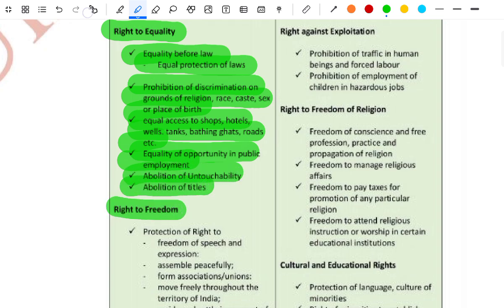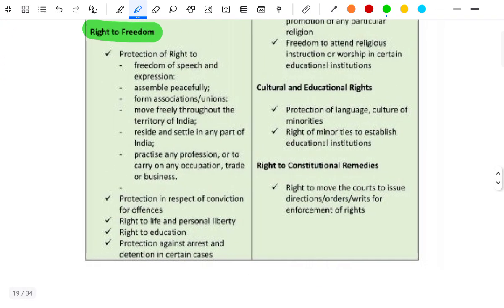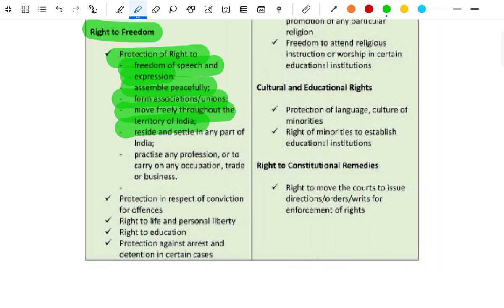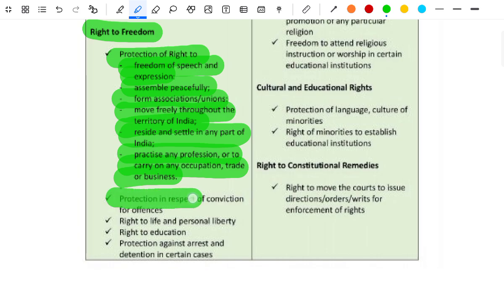A right to freedom. The protection of the right to freedom of speech and expression, assembly peacefully, forming associations and unions, moving freely throughout the territory of India, residing and settling in any part of India, practicing any profession or carrying on any occupation, trade or business, and protection in respect of conviction for offense, the right to life and personal liberty, right to education, protection against arrest and detention in certain cases.